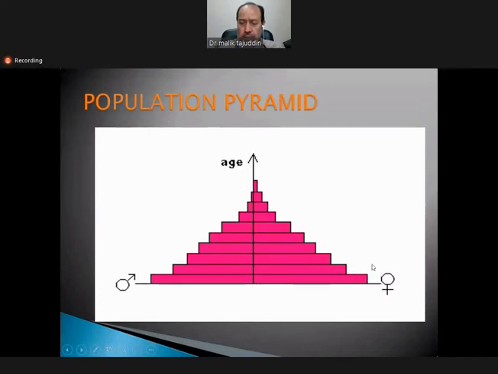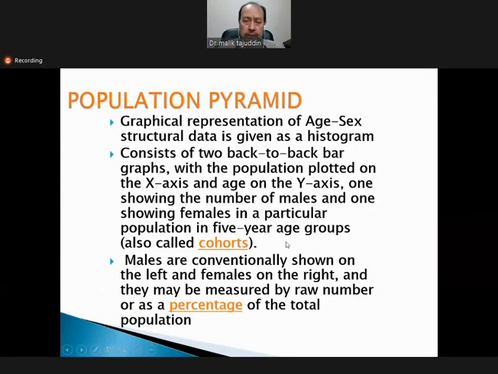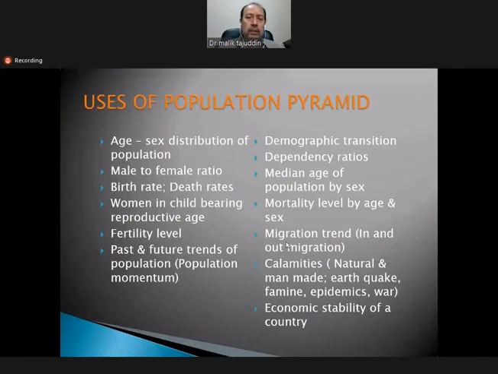So you can find it from here, and you can find the crude birth rate of the whole country, and crude death rate means the death rate of the whole country. So you can find out the birth rate and the death rates of different countries through these parameters, and then you can find out the women in the childbearing age or the reproductive age group.